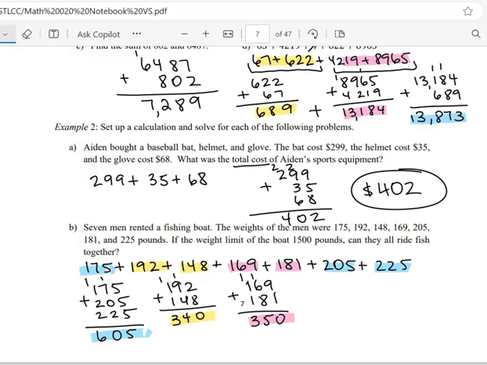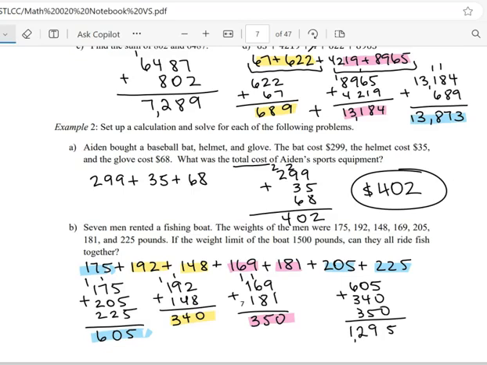Now we're going to add these 3 numbers together. 605 plus 340, and then 350. Not a lot of digits anymore, right? So you have the 5 down, 5 plus 0 plus 0. Then you have 4 plus 5, which is a 9. And then 6 plus 3 is a 9, and another 3. And we got 1295 for our final answer.